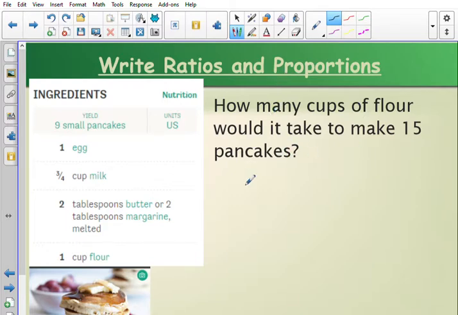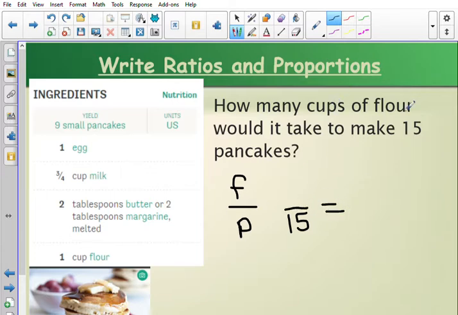The first thing that I would recommend that you do is just label. I'm going flour to pancakes. If that's how I set it up, flour to pancakes, then that's what my proportion should look like. In this case, I want 15 pancakes. So 15 can't go on top. I about just messed up there. I want 15 pancakes. I set it up to have pancakes here. So 15 pancakes. I want cups of flour.